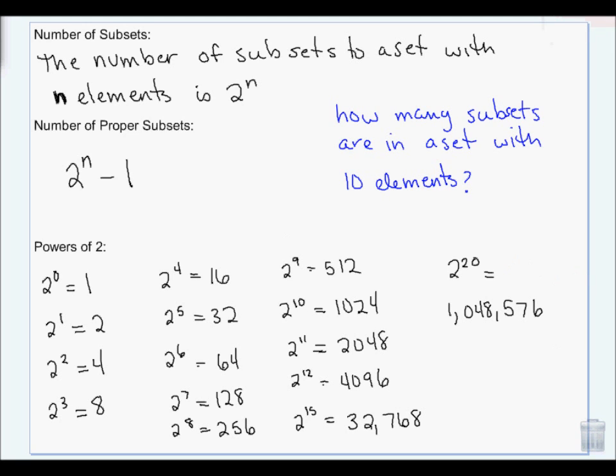So how many subsets are in a set with 10 elements? You find the exponent 10. There would be 1,024 subsets. Would I expect you to list them all? Absolutely not.